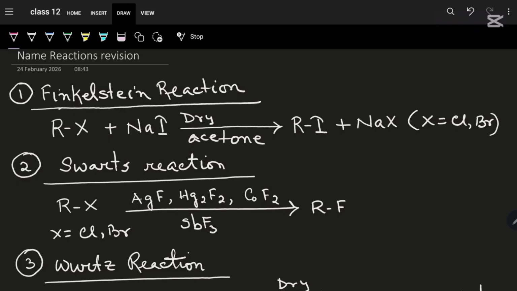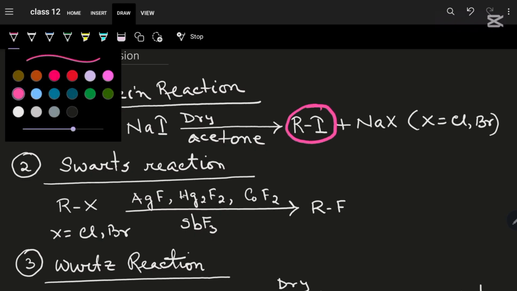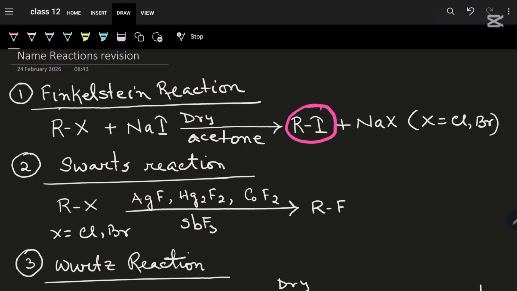This is the series where I'm going to discuss all the organic named reactions. First is the Finkelstein reaction, where we can obtain alkyl iodide from a chloro or bromo compound, where X is equal to Cl or Br. So from RCl or RBr by reacting it in presence of NaI and dry acetone. Keep in mind that in presence of dry acetone, NaX is precipitated out. It is insoluble in dry acetone.